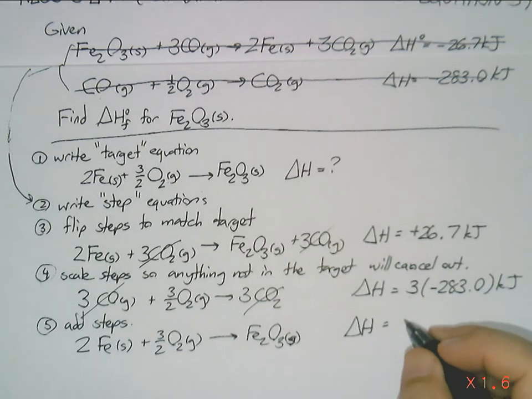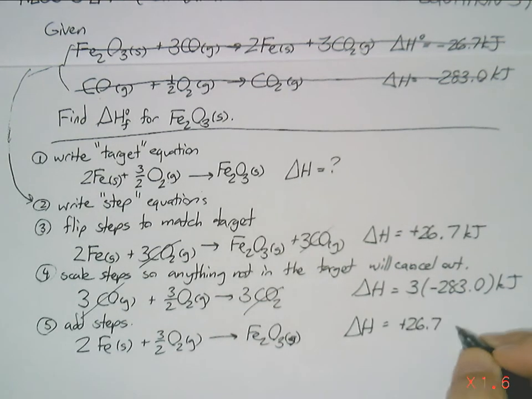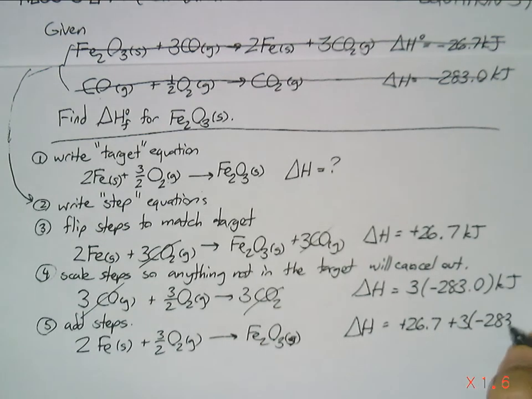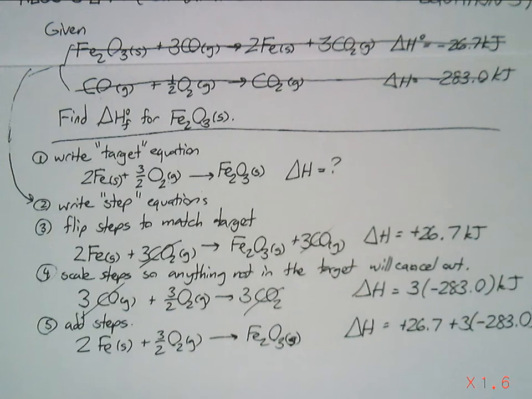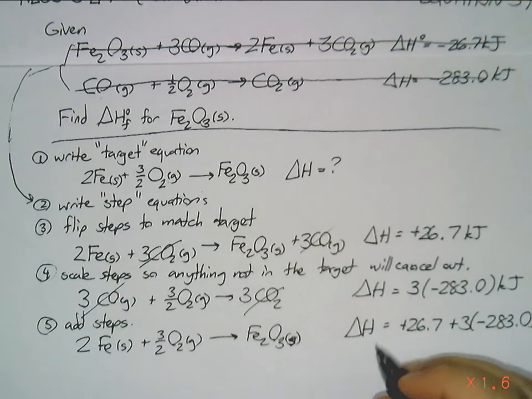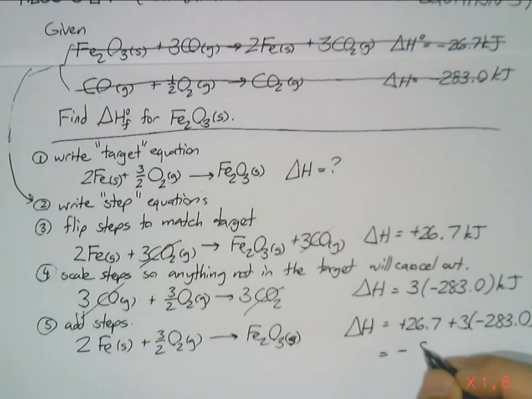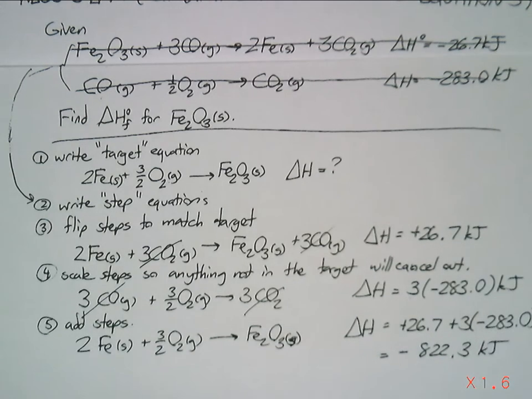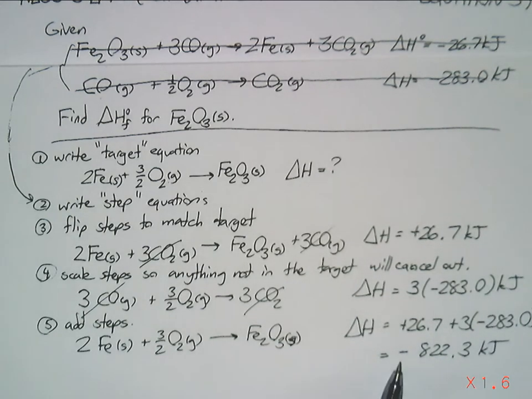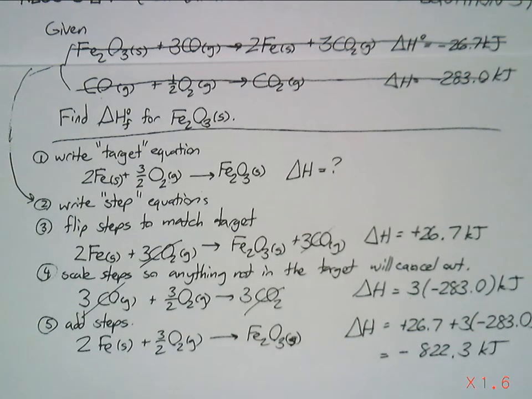It's going to be plus 26.7 plus 3 times minus 283.0. Okay. So what does that come out to be? It's going to come out to be a big negative number. Something like minus 822.3 kilojoules. This is a very exothermic reaction. It's got a minus sign and it's got a big number here. So it releases quite a lot of heat.